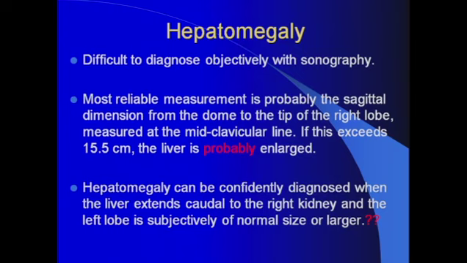Hepatomegaly can be confidently diagnosed when the liver extends caudal to the right kidney and the left lobe is subjectively of normal size or larger. Now, the question here is, we see there are some question marks here. The question mark here is about the same approach, how you're going to make that judgment in young females with Riedel's lobe. Now, I use this in my practice and I apply it to male patients who are suspected of having an enlarged liver.